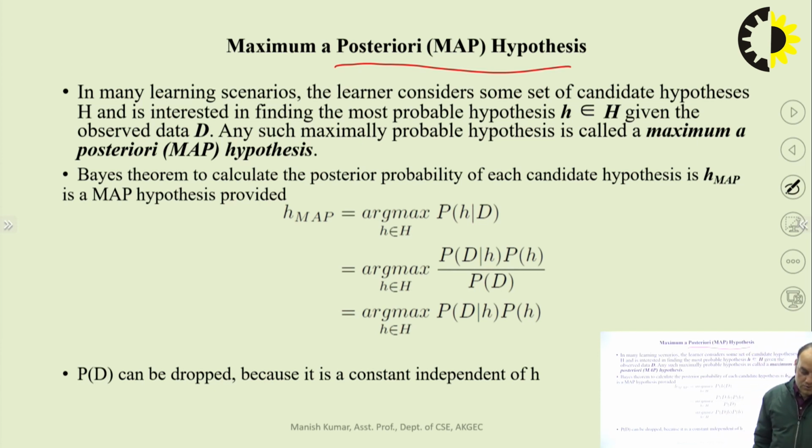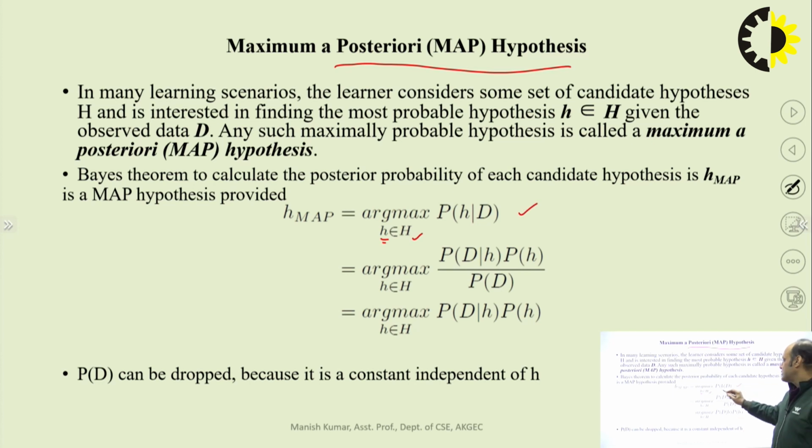So the MAP hypothesis is given by that value of h for which the probability of h given the data is maximized. So h_MAP will be equal to argmax over h belonging to the hypothesis space H of P(h|D). We use Bayes theorem to calculate the posterior probability of each candidate hypothesis; h_MAP is the MAP hypothesis provided using this.